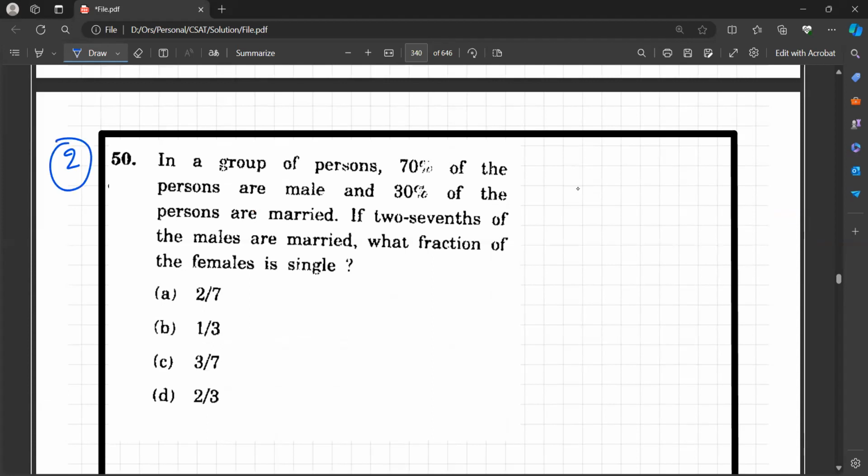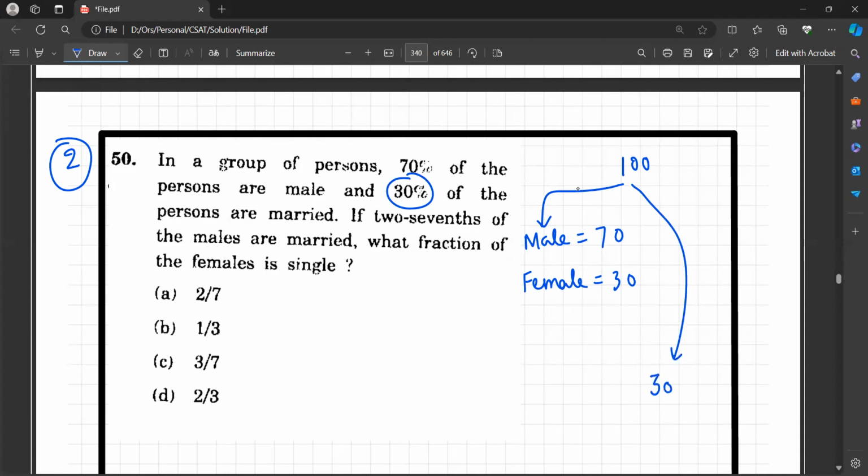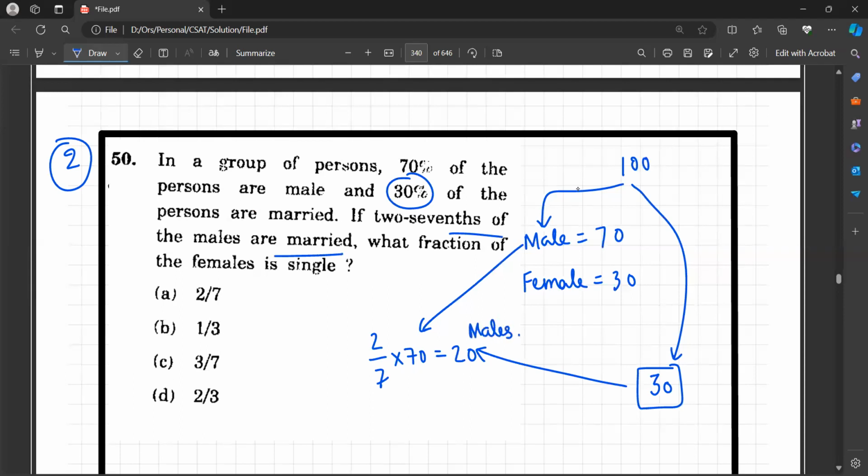In a group of persons, 70% of the persons are male. If we assume the number of persons to be 100, then the number of male has to be 70. That means the number of female will be obviously 30. 30% of the persons are married. Now, out of this 100, if 30% of the persons are married, that means 30 people are married. 2/7 of the males are married. So out of this 70 male, 2/7 of 70 will be 20 are married. So out of this 30, 20 are married. So 20 males are married. How many females will be married? That will be 10 females married out of 30.